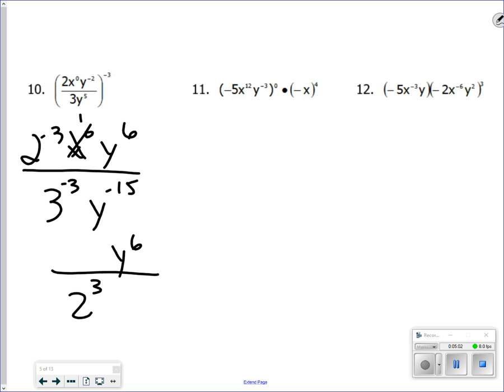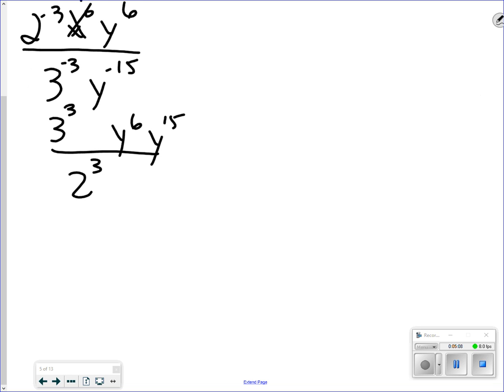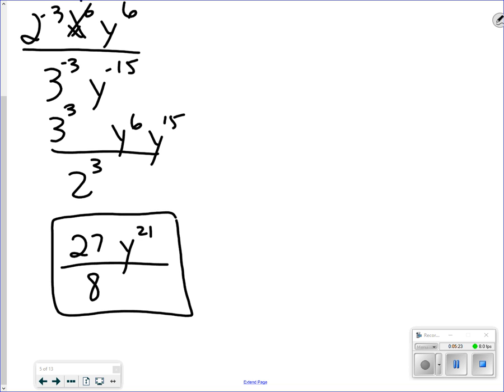y to the 6th stays on the top, 3 to the 3rd moves to the top, and y to the 15th moves to the top. Now, 3 to the 3rd using my calculator is 27. 2 to the 3rd using my calculator is 8. And then y to the 6th times y to the 15th, I would take the exponents and add them, getting y to the 21st.